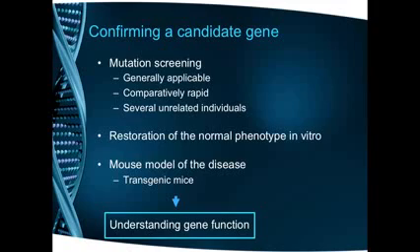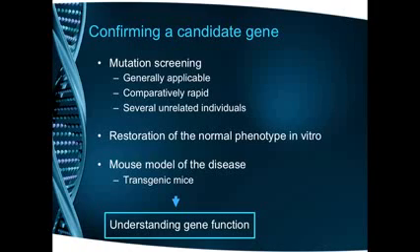But when you have a candidate gene, finally, after all that hard work, you have to confirm that it is actually the right gene. So the most straightforward way to go about that is to basically sequence affected individuals and to see whether there are mutations in that gene, and they have to be unrelated individuals. So that's fairly straightforward. You can also restore the normal phenotype in vitro.